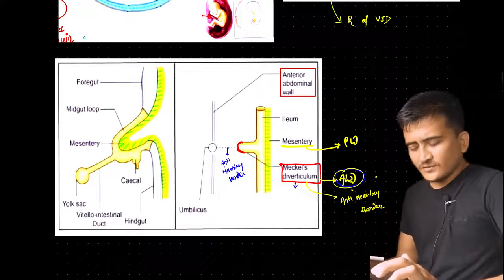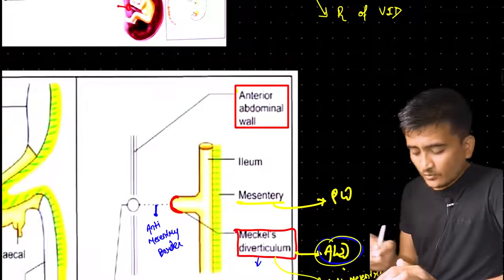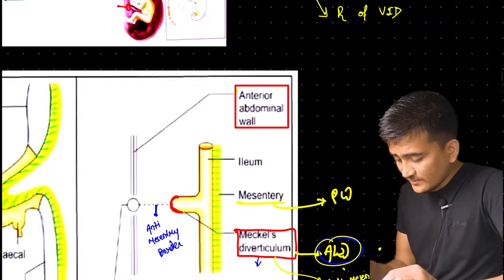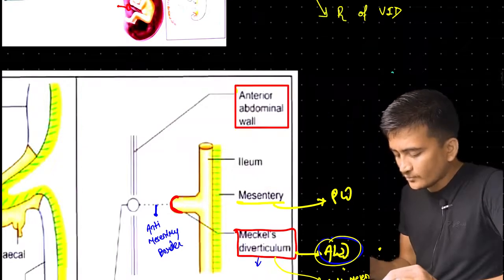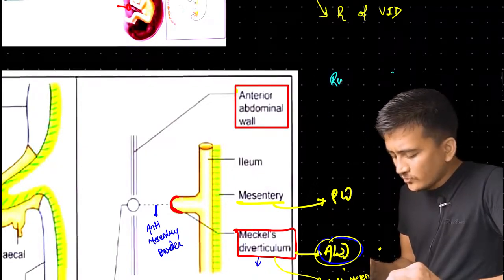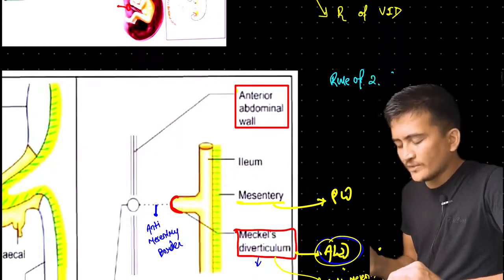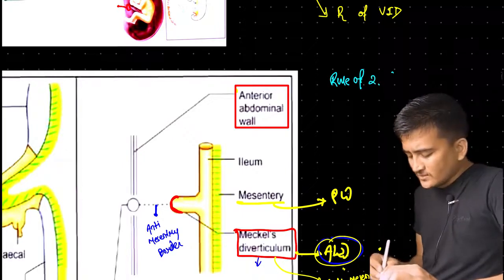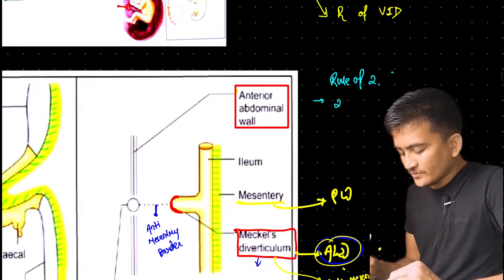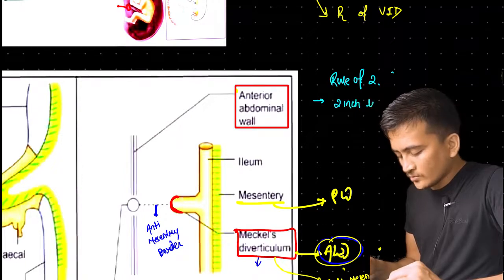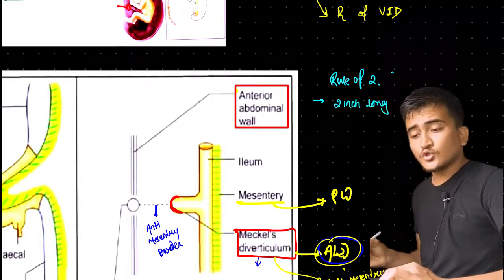Okay, there is one interesting fact about Meckel's diverticulum. There is the rule of two. Now, what is the rule of two? This Meckel's diverticulum is 2 inches long, right? Its length is 2 inches.